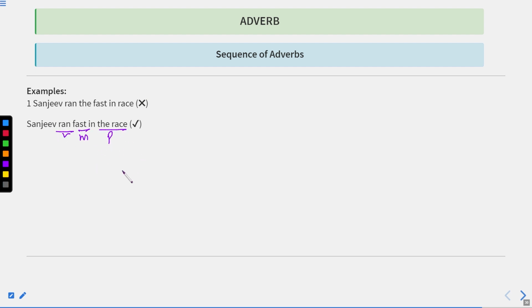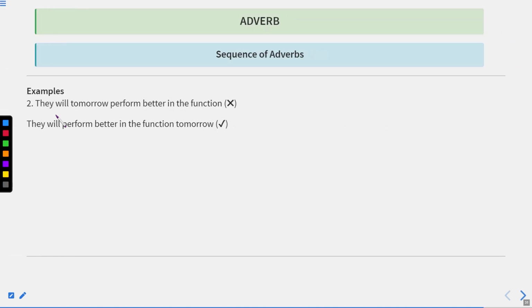So we should follow the rule that is manner, place, and time. Okay. Now, if the sentence is, they will tomorrow perform better in the function, obviously this is incorrect. What will be the rectification? They will perform better in the function tomorrow. Better is manner, in the function is place, and tomorrow is the time. So we have followed the MPT rule, and this MPT rule should always be followed.